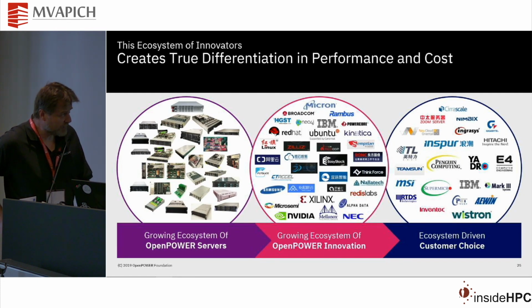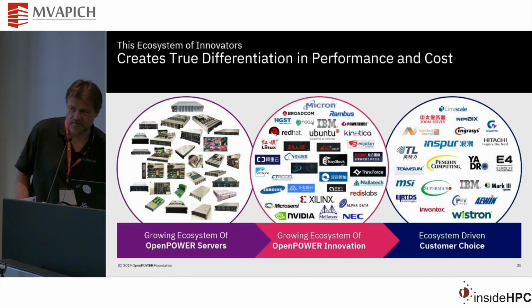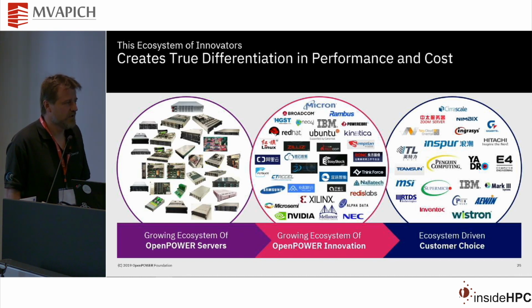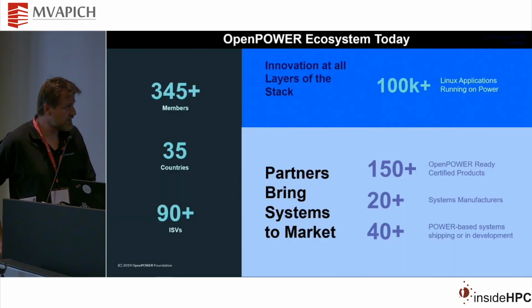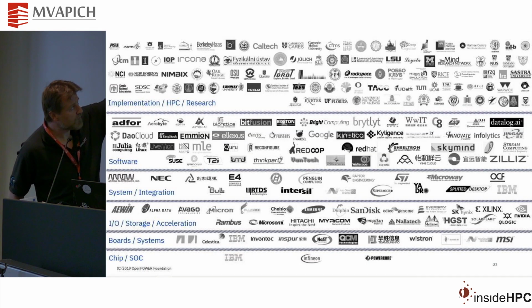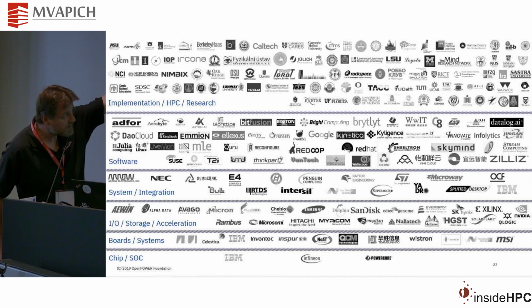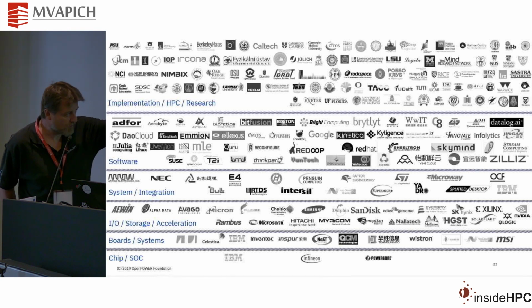This slide, I was told it was not completely up to date. Again, this presentation is not mine. I collected that from the OpenPOWER members, so it might not be the latest one I got a few days ago. But you see the number of contributions. So we see the server side, we see the innovation side, the customer choice. Basically, as we saw earlier, we have different steps. From top to bottom, we have the implementation, HPC, and research. We have the software layer contributors. We have the system integration contributors, the I/O contributors, the board system contributors, and the chip contributors.